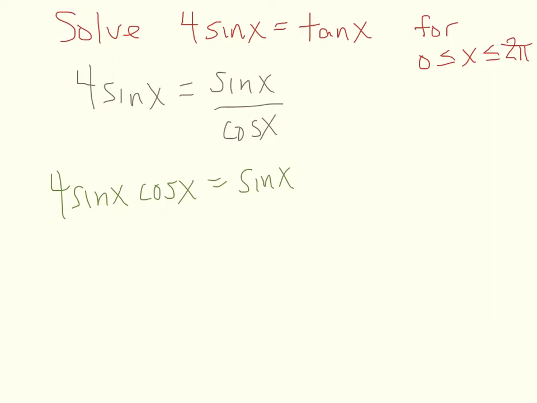Now you might see the sine x on both sides and think, oh, I want to divide by sine of x. But remember, we can't divide by the variable to get rid of it. The strategy here is to get all the terms to one side and then factor. So we have 4 sine x cosine x minus sine x equals 0. And both terms have sine of x, so we factor that out.